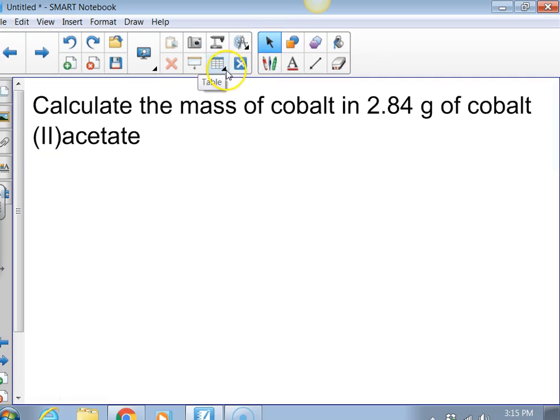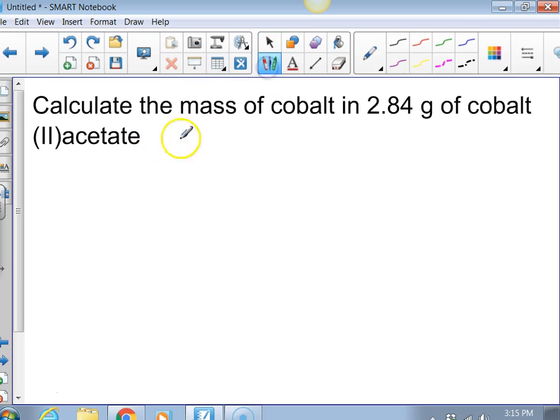All right, next problem. We want to know the percentage water in, or did I miss one? I actually missed one here. So we're doing, calculate the mass of cobalt in 2.84 grams of cobalt-2 acetate. All right, so first we need cobalt-2 acetate. That's going to be Co(C2H3O2)2.